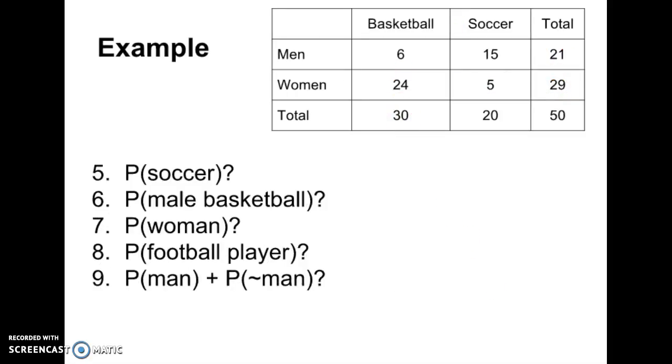Okay, this is the last slide of our foldable. Again, make sure you write these questions down. You don't have to write down this table again because we already filled it out, but write down the questions. Since these all have a P in front of them, they're going to be probability questions.